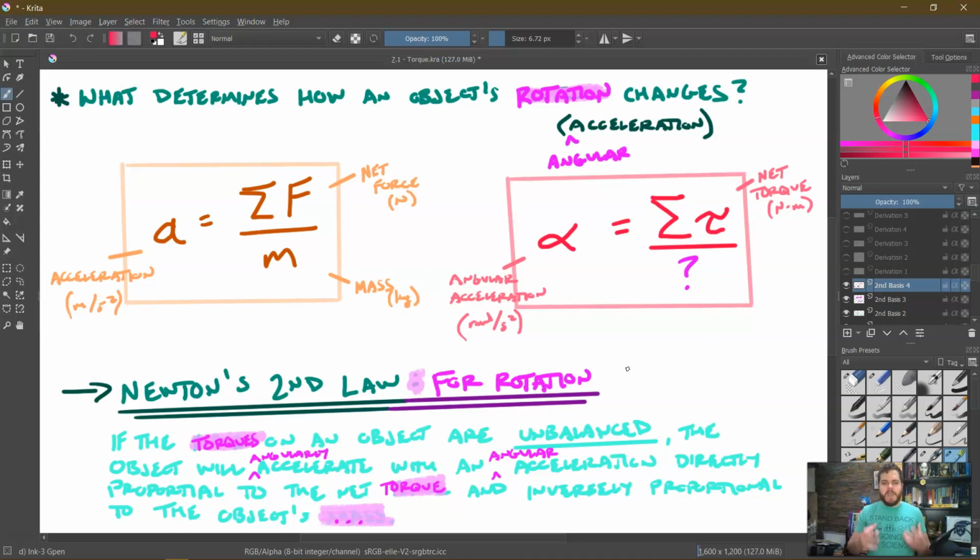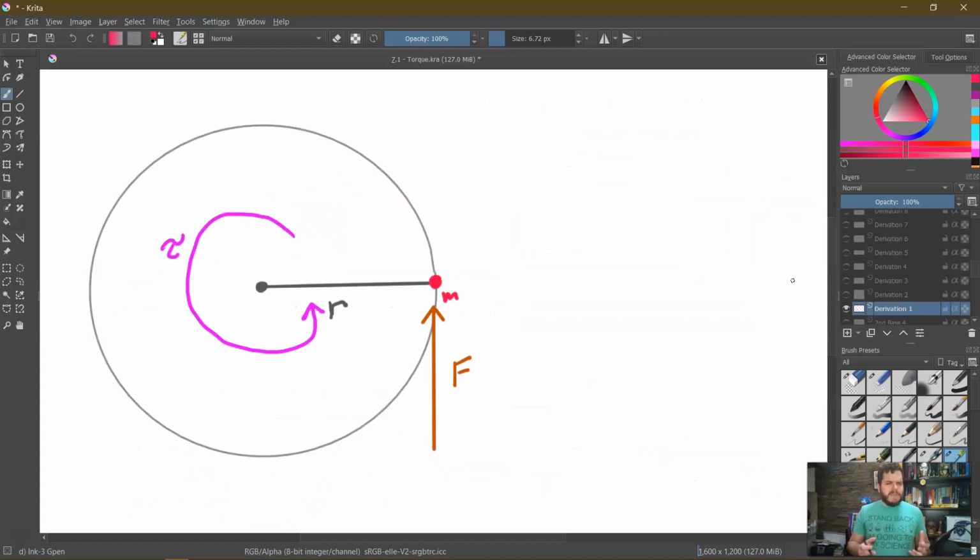If the torques on an object are unbalanced, like we saw in that last example, then the object will angularly accelerate. Its acceleration will either cause it to speed up its rotation, slow down, change direction, whatever. With the angular acceleration, it's going to be directly proportional to the net torque in Newton meters, and it's inversely proportional to the object's... Well, okay, what's it inversely proportional to? What about an object makes it resist angular acceleration or changes in rotation, just like its mass causes it to resist changes in motion? Well, let's see if we can piece it together.